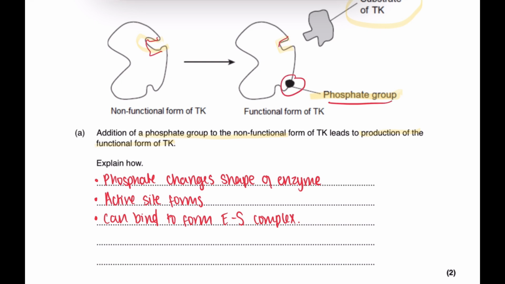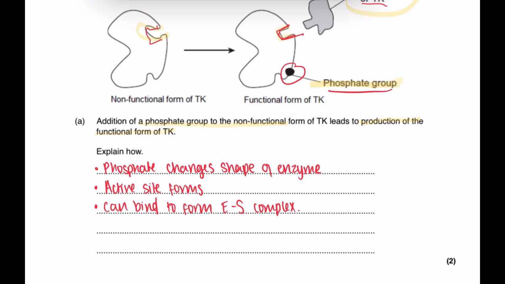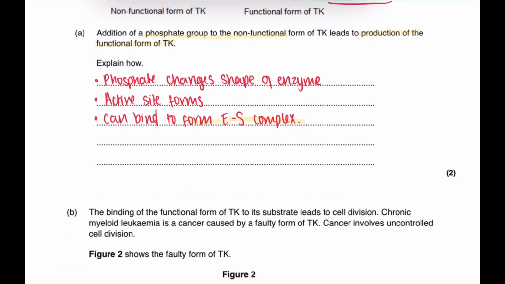So as we can see over here, the phosphate group, once attached, changes the shape of the enzyme, which means it changes this active site. Once it changes this active site, it can bind to the substrate of TK because the active site becomes the right shape. So then again, the golden keywords for enzymes is that it can form E-S complexes.